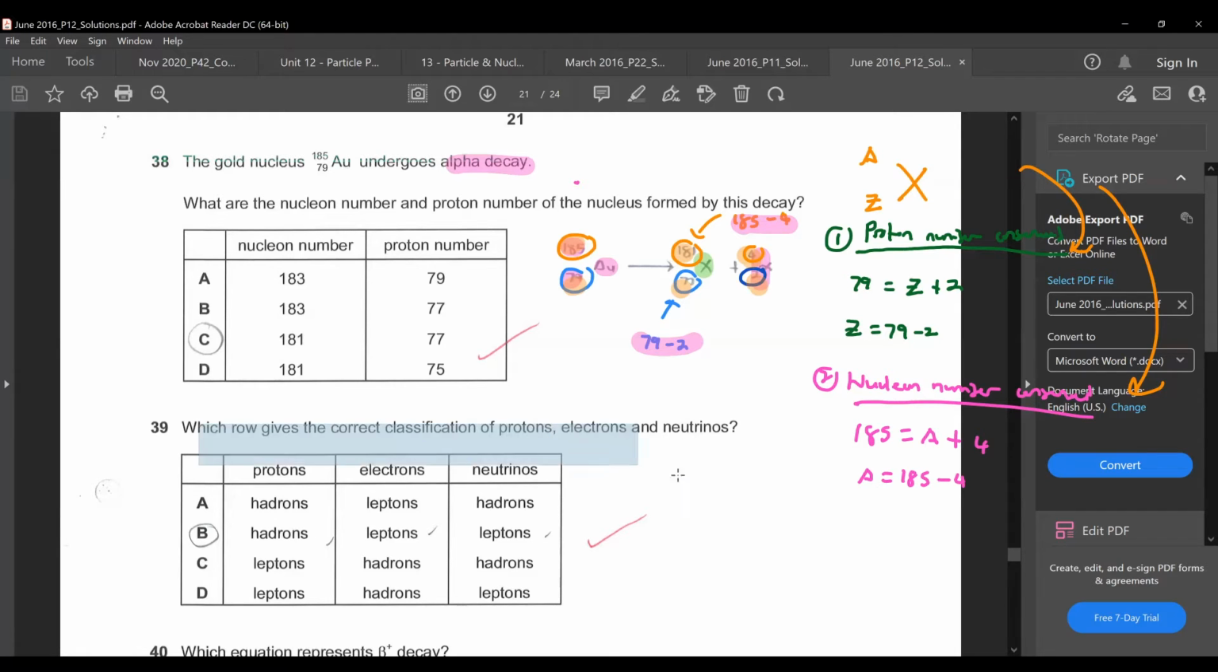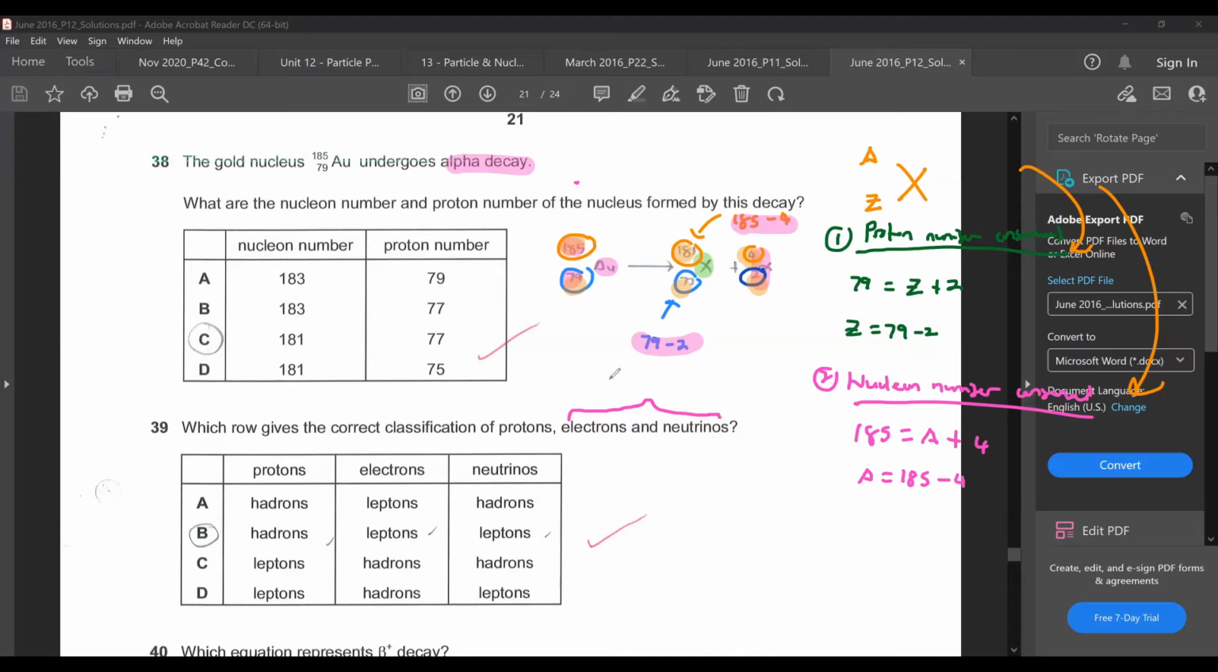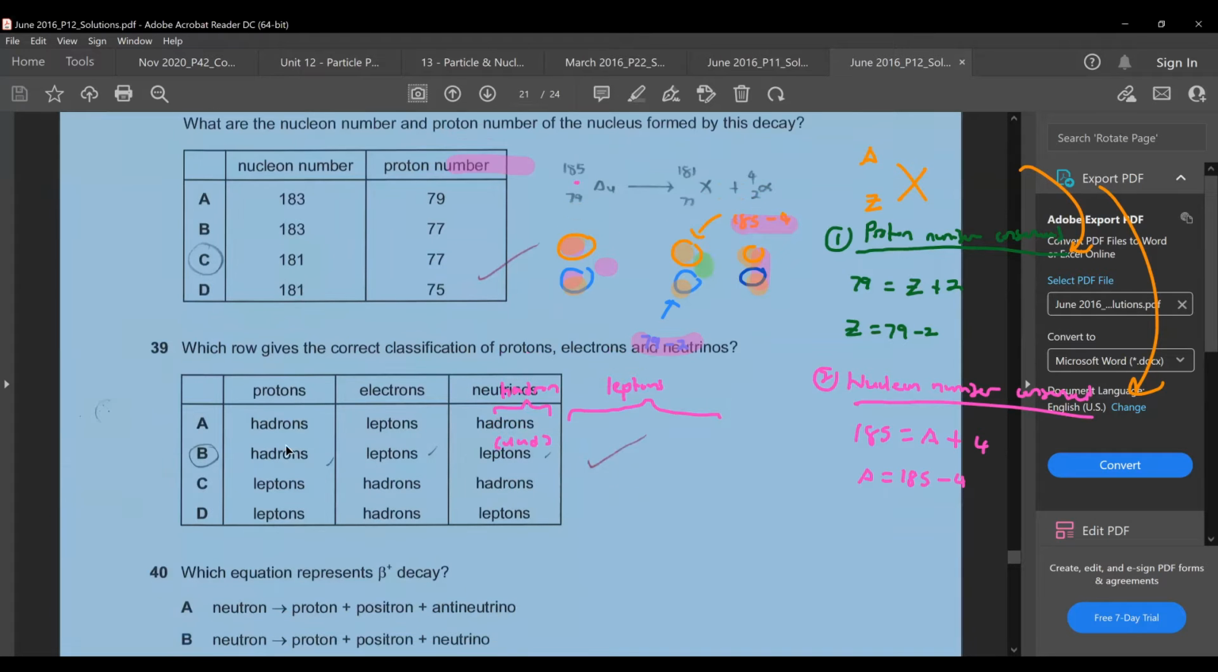Now, which row gives you the correct classifications of protons, electrons, and neutrinos? So this one, if you remember what we went through in the notes, electrons and neutrinos are leptons. Protons, because they have quarks combined together, up, up, down, are hadrons. So the answer is B. Nothing really that difficult here.